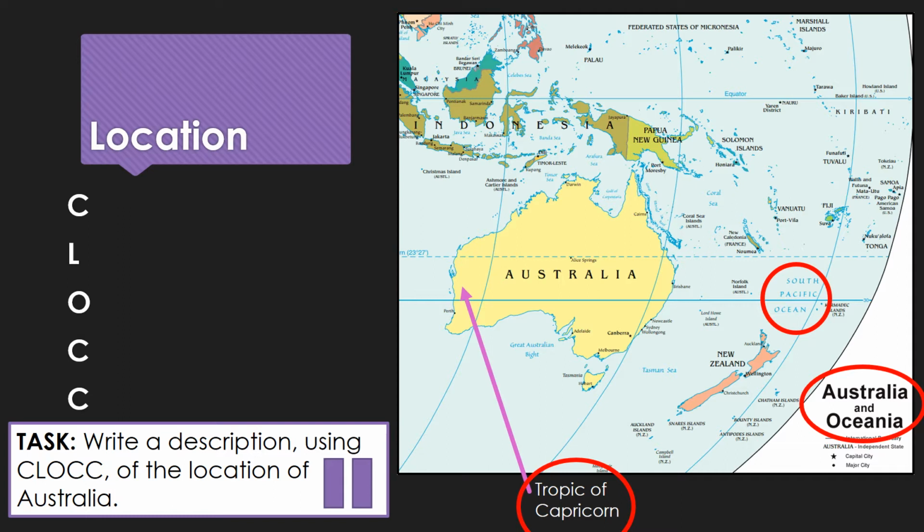In terms of oceans, we've got the South Pacific Ocean to the east of Australia, so trying to use our compass points in there. And then countries that are nearby, there's quite a few on the map, but you could have included New Zealand and Papua New Guinea. So you could say Papua New Guinea is to the north of Australia and New Zealand's to the southeast of Australia. So have a look back at your answer and make sure that all of those 5 ideas are included in your description of Australia.